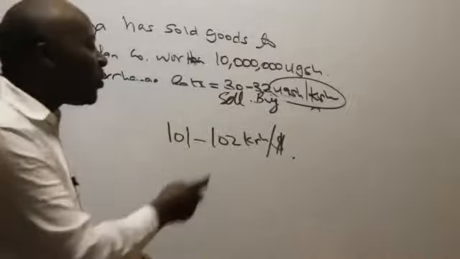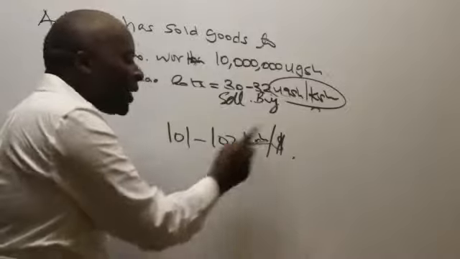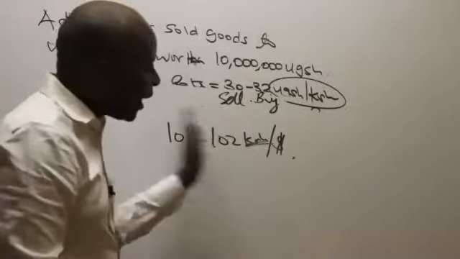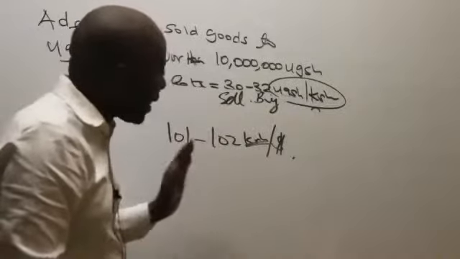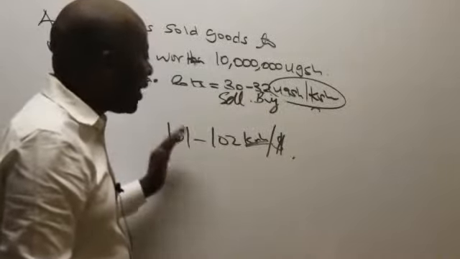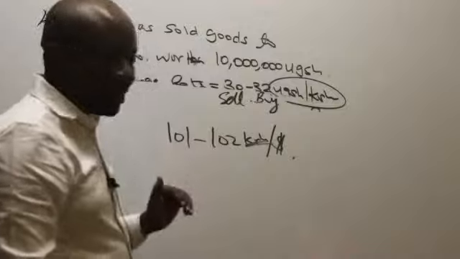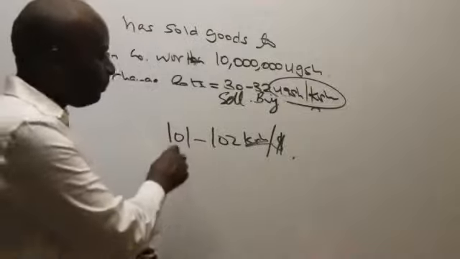You see, where is your local currency? Your local currency is the Kenya shilling. It is on the left-hand side. So if it is on the left-hand side, automatically this becomes what here? This becomes the buy. The left-hand side becomes the buy.